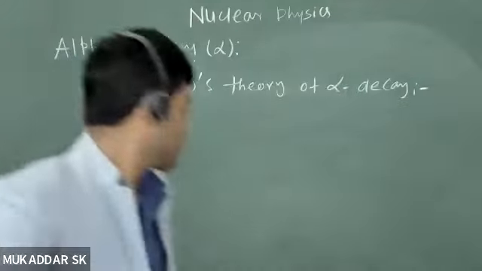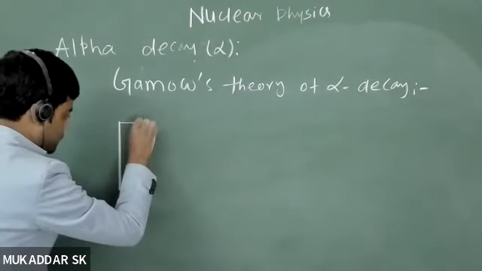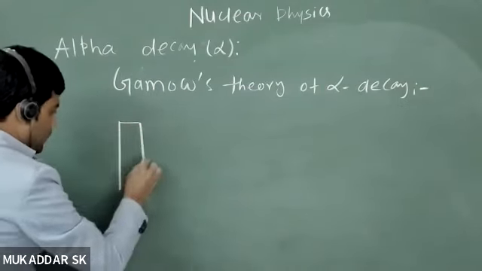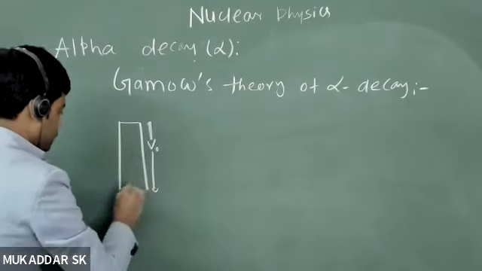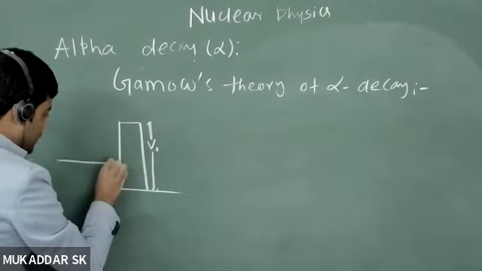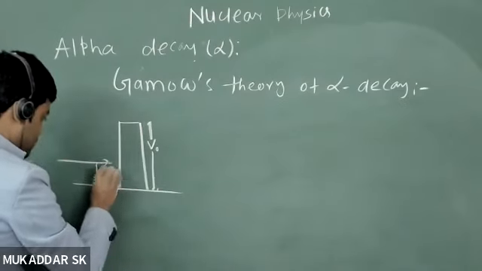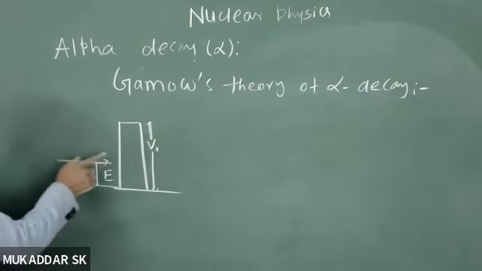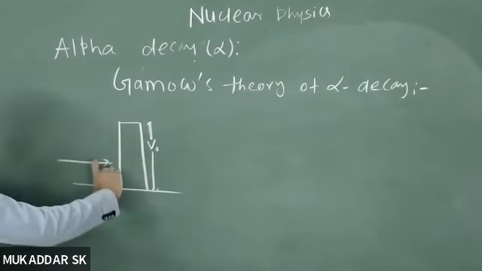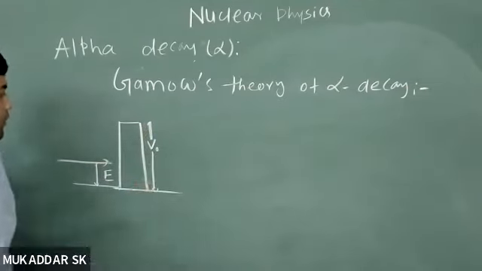Suppose you have a potential barrier, and suppose its height is V naught. A particle is coming from the left-hand side with some energy, this much. This particle is incident and tries to cross the barrier. Its energy is this much, and the barrier height is this much. So the barrier height is greater than the total energy of this particle.